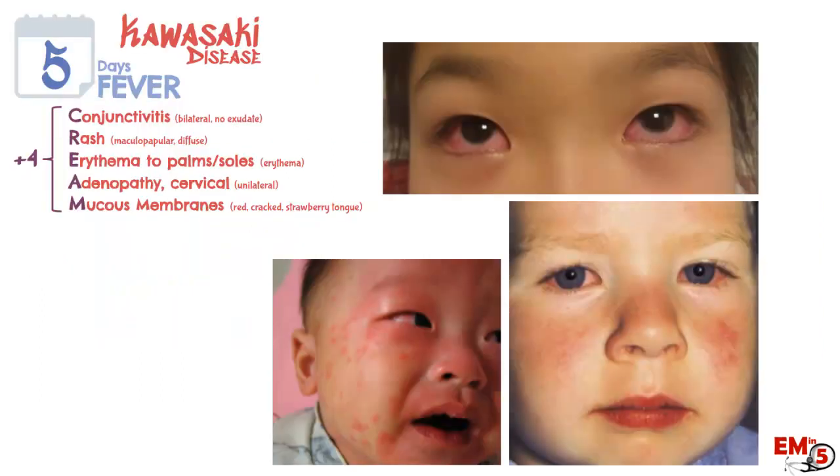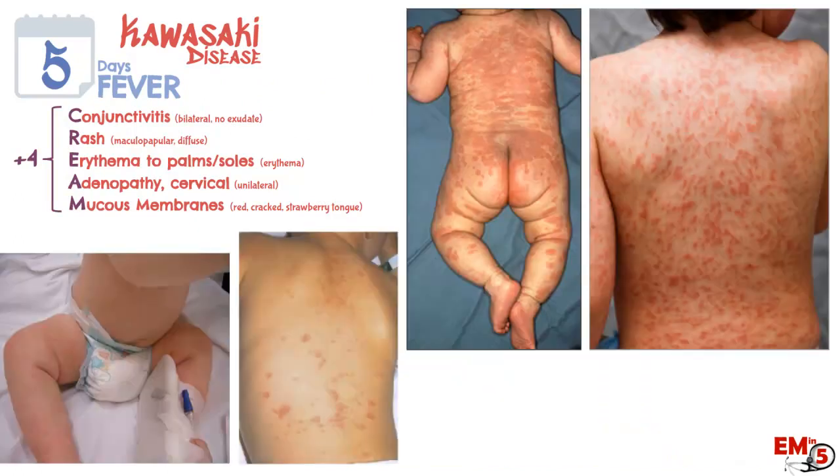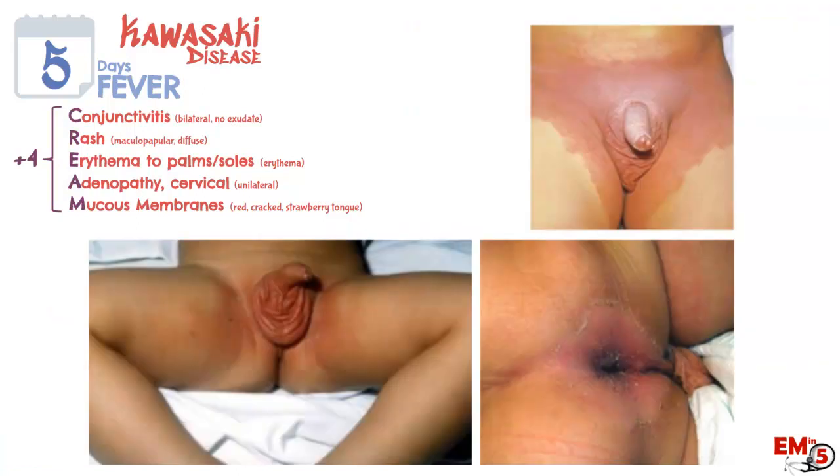So conjunctivitis, it's usually bilateral and without any exudate, as you can see here. The rash can be kind of variable. It's usually pretty diffuse, maculopapular, sometimes can be scarlatiniform, but sometimes looks more like erythema multiforme. One thing that's helpful though is it tends to be a little worse in the groin, and you can even see this desquamation of the skin there.